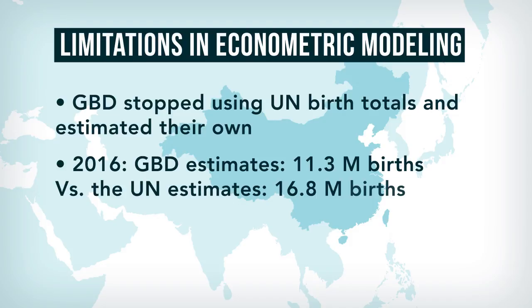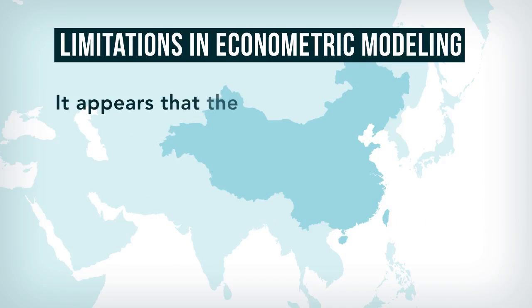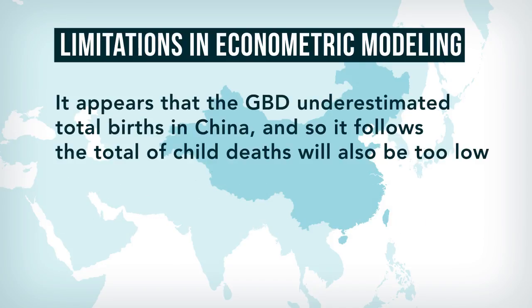So who's right? The best standard here, again, is the direct data, which in China's case would be the 2010 census, which estimated about 16 million births. Moreover, China has relaxed over the last few years its one-child policy, and reported births are increasing. So it appears that the GBD underestimated total births in China, and it would follow that the total numbers of child deaths will also be too low.